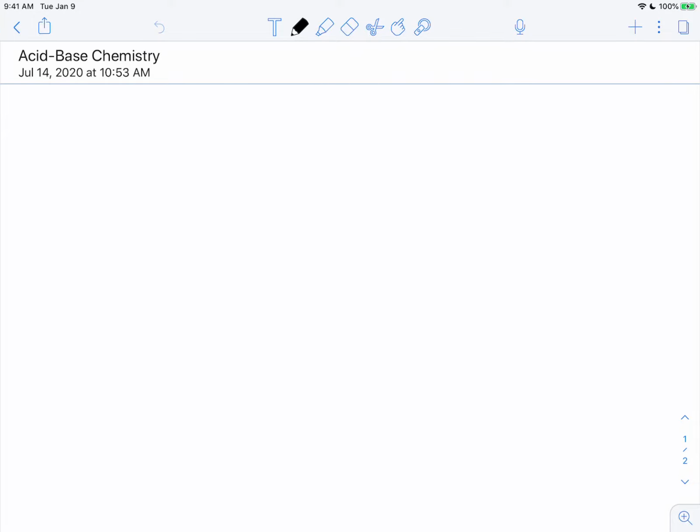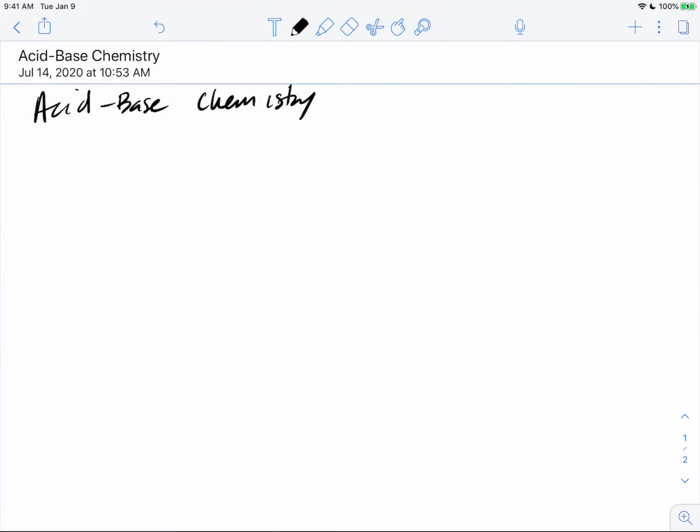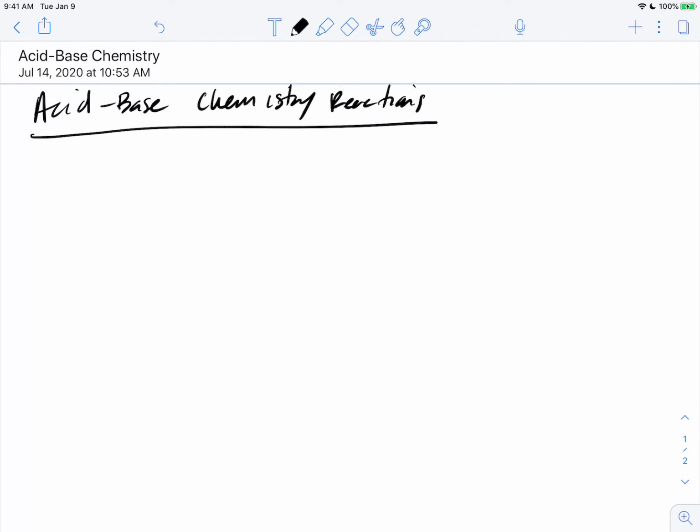So one of the most important reactions that we see in aqueous solutions is acid-base chemistry reactions. Acid-base chemistry reactions require two parts. You need to have something acting as an acid, and something acting as a base. You can't be an acid unless there's a base, and you can't be a base unless there's an acid. So we have a couple of these coupled or paired reactions.